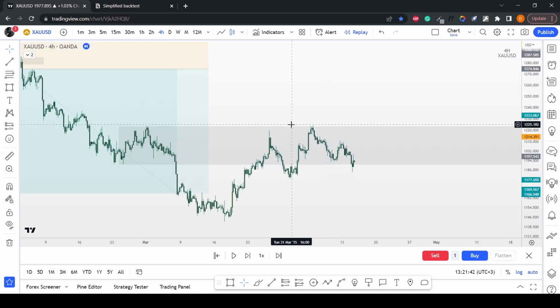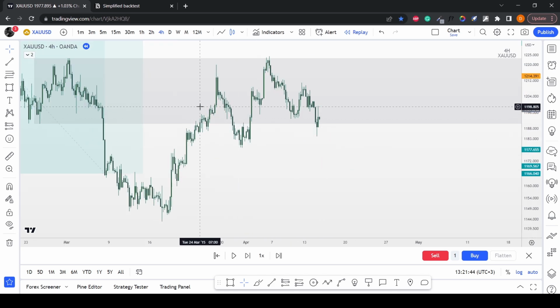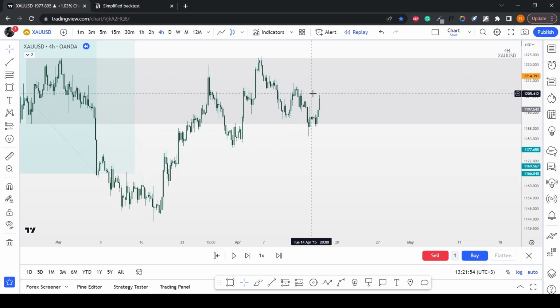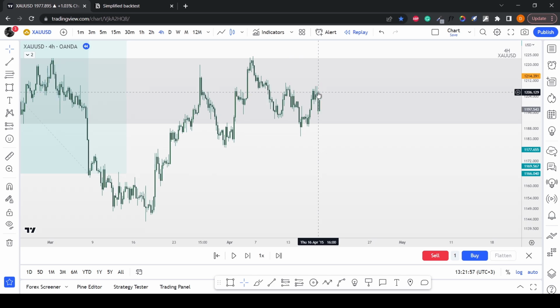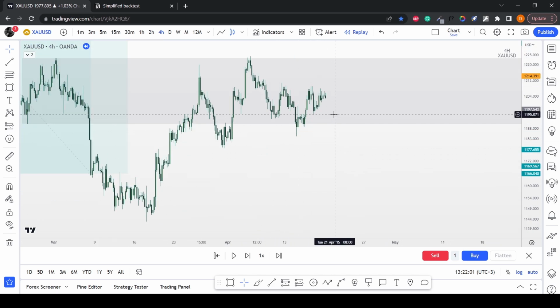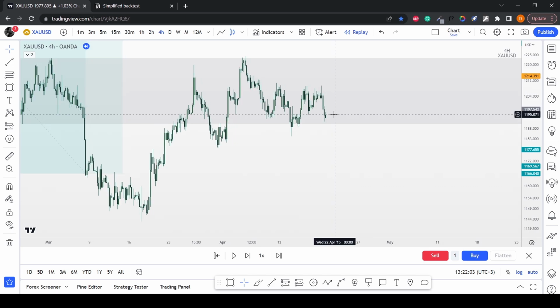So now it looks more like a distribution. So when we break to the upside, to the downside, again to the upside, to the downside, I want to have a bit more confirmation. If the idea is to go to the downside, I need something more clear.